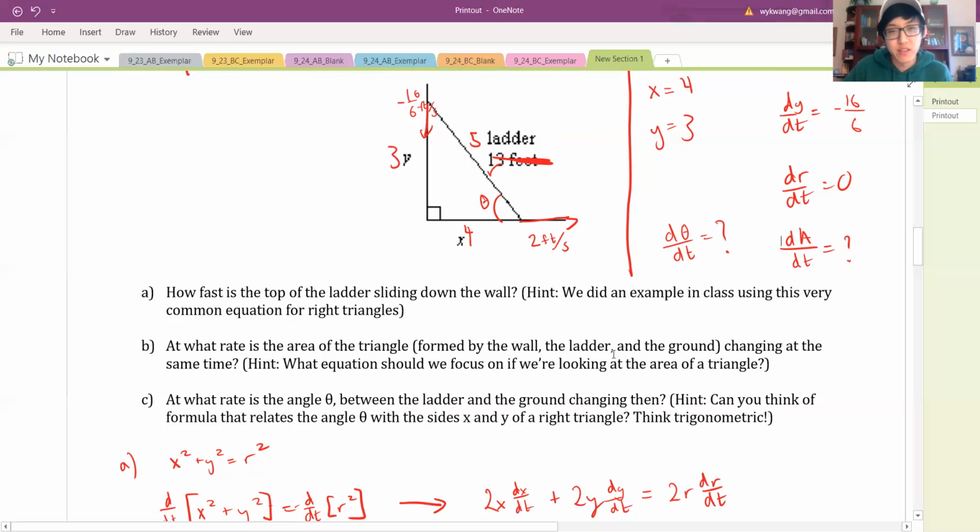So how can I relate theta to the ladder and the ground, to x, y, and r? Well, if you think about it, you can actually apply any trigonometric identity. We know, for example, that tangent of theta is equal to opposite over adjacent, SOHCAHTOA. So it's going to be y over x, right? The opposite of this theta is y, the adjacent is x. So hopefully you guys remember that. That's some trig stuff you need to remember.